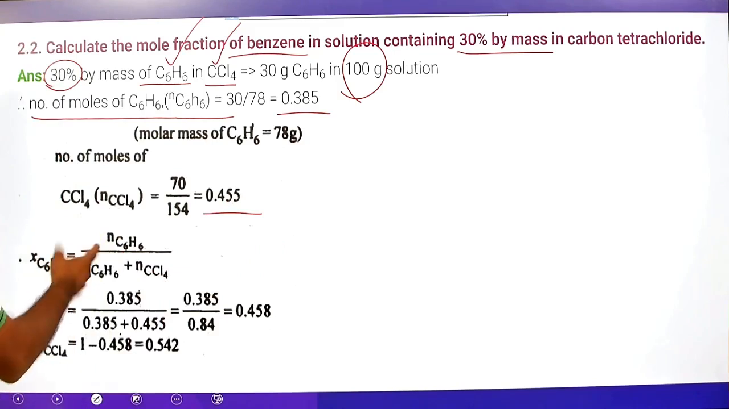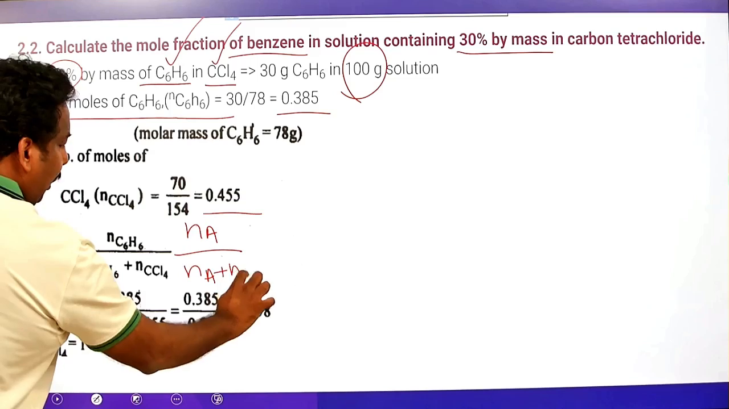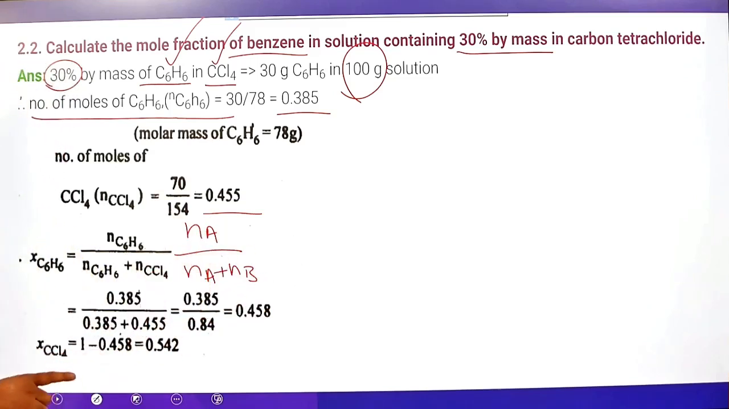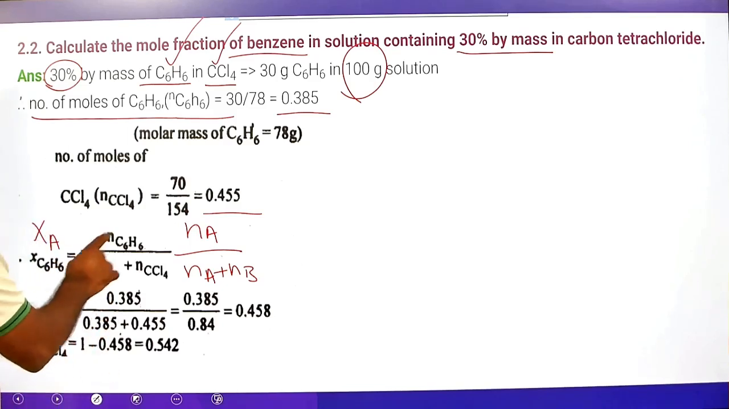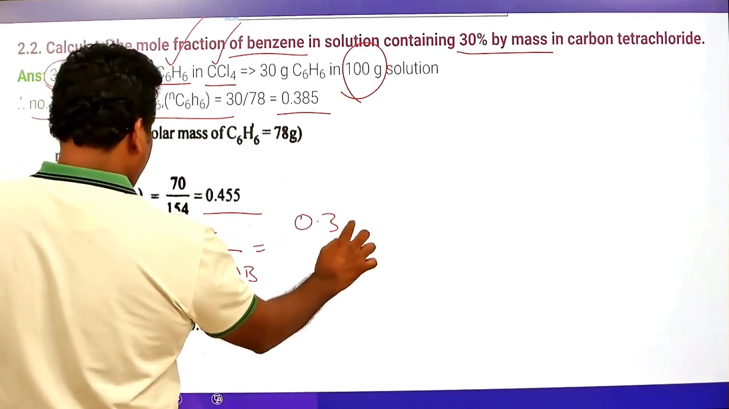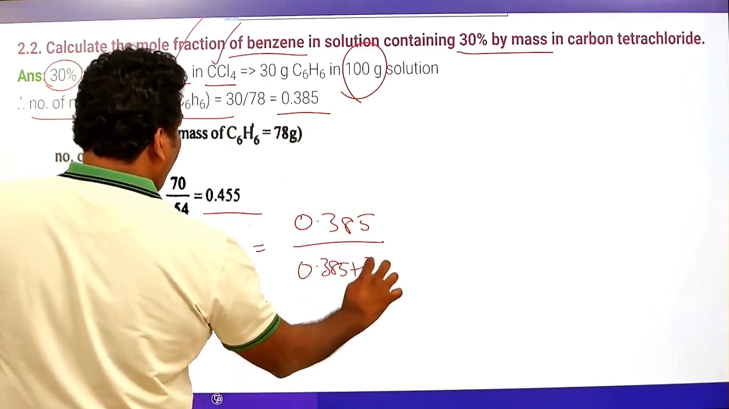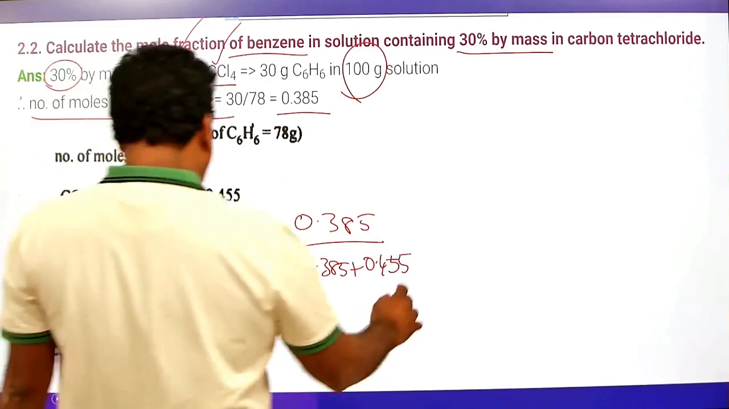0.45. So what is the formula? Na by Na plus Nb. What is Na? Benzene. What is Nb? Carbon tetrachloride. What is the question? Mole fraction of benzene. So this will be Xa. Am I right? Benzene. And if you calculate this, what is it? 0.385 divided by 0.385 plus 0.455. Am I right? And finally, how much will you get?